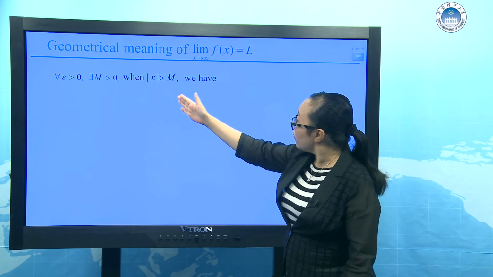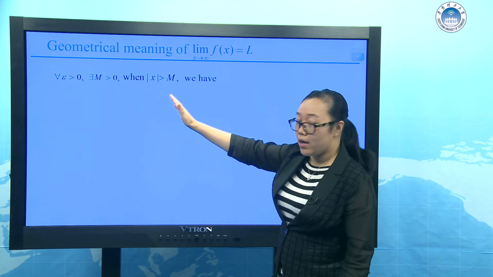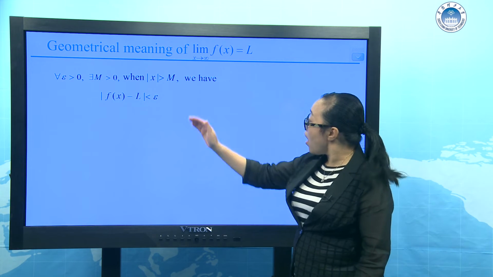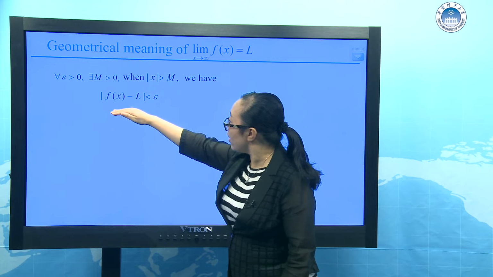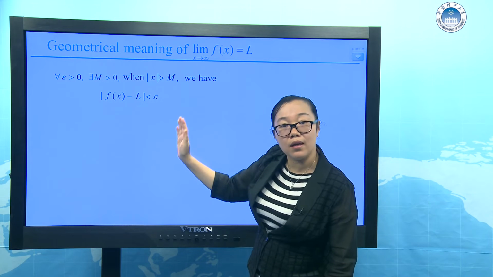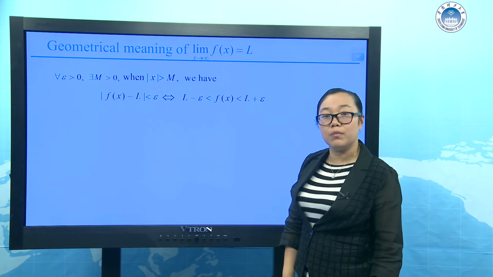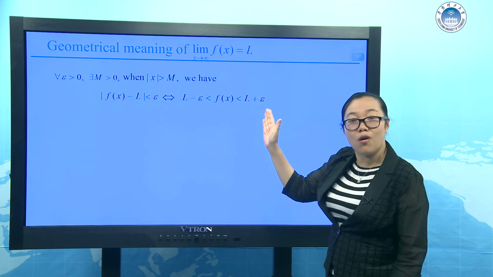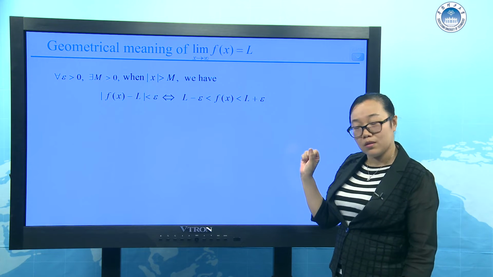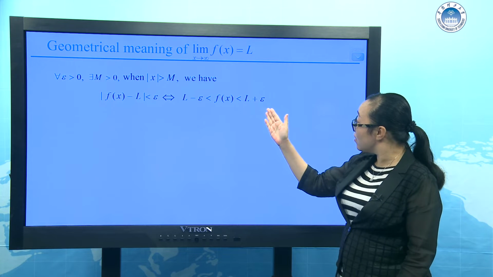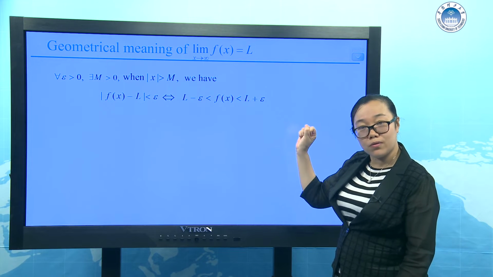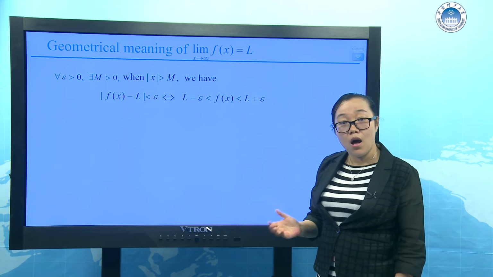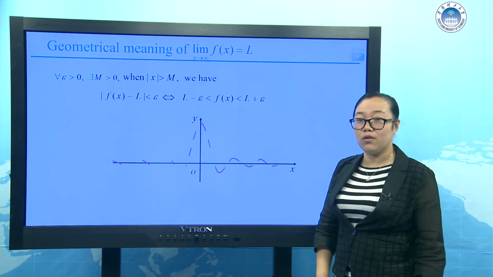And then, if the absolute value of x is larger than capital M, we will have the absolute value of f(x) minus capital L less than epsilon. This means if and only if f(x) is in the open interval, meaning f(x) is greater than capital L minus epsilon and less than capital L plus epsilon. How to draw it in the figure? Look at the following figure.